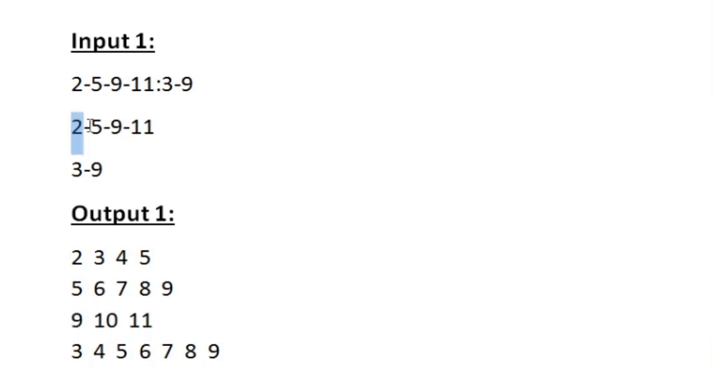Now the first subpattern is over. Now we must take our second subpattern. Here there are only two integers, 3 and 9. So in the next line of our output we must print the integers from 3 to 9. So this is how we get our output.